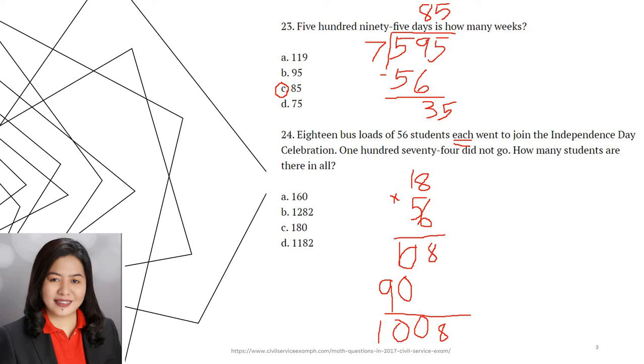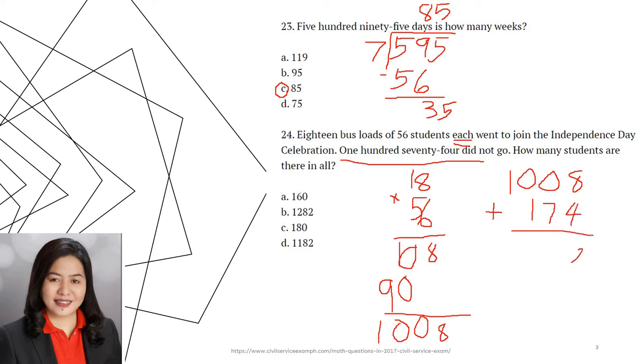1008, but there's no 1008 in the choices. Wait, we are not through with our problem. It states here that 174 did not go. So 1008, the number of students who went to the Independence Day, we need to add it to 174 in order to determine the total number of students.